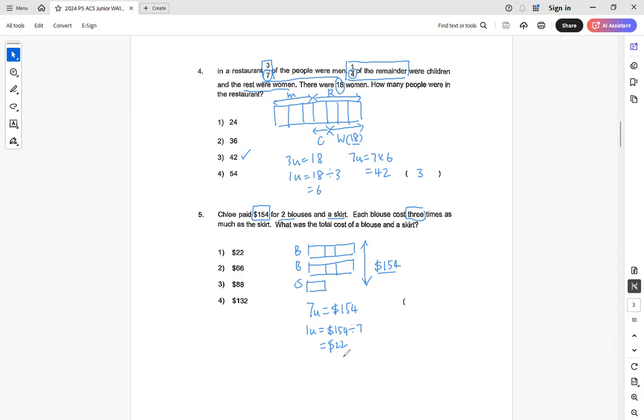All right, so once we have gotten the value for 1 unit, let's go back to read the question. They want us to find 1 blouse and 1 skirt. So we can simply look at our model. 1 blouse is 3, 1 skirt is 1. So in total they are finding for 4 units. So 4 units will just be 4 times $22. That will give me my answer, $88. All right, so your answer will be 3.